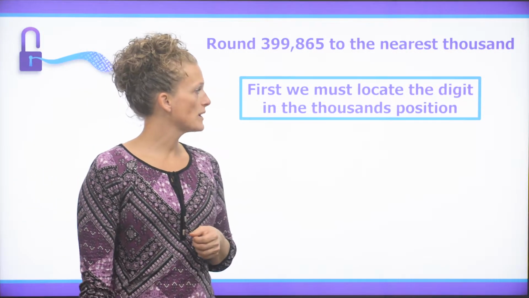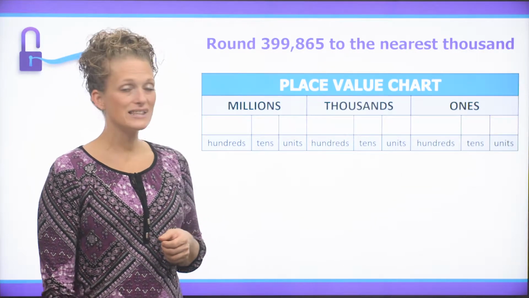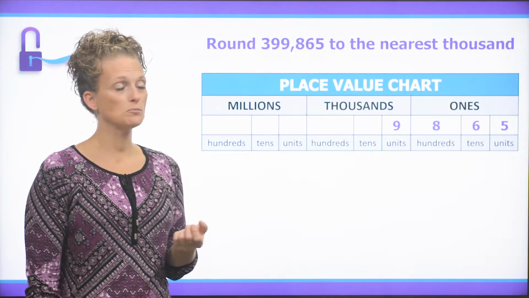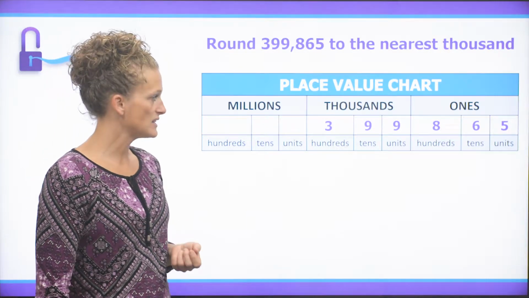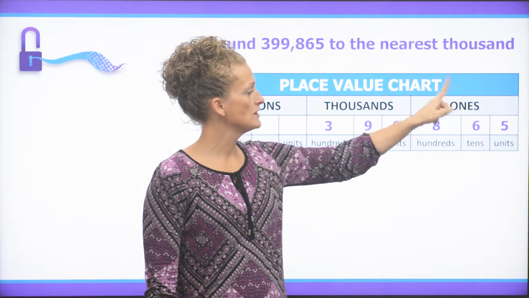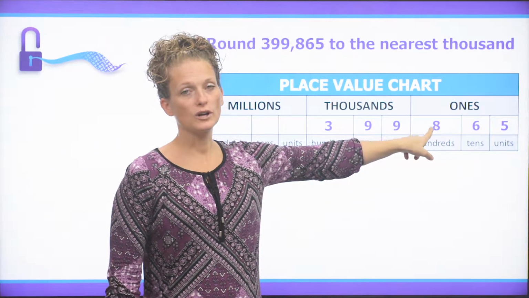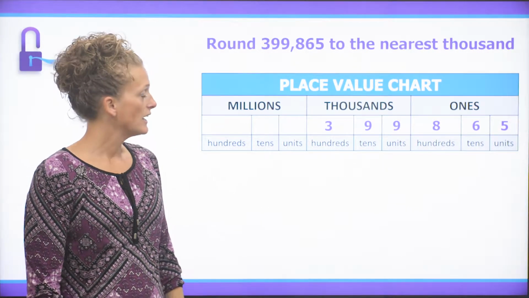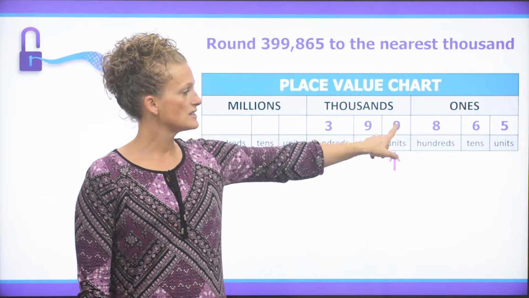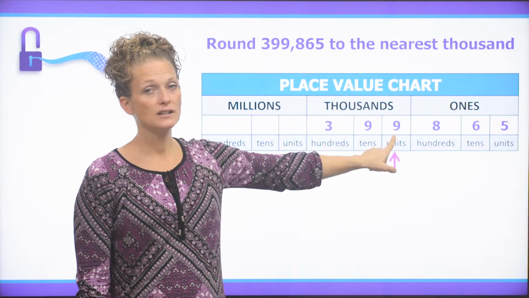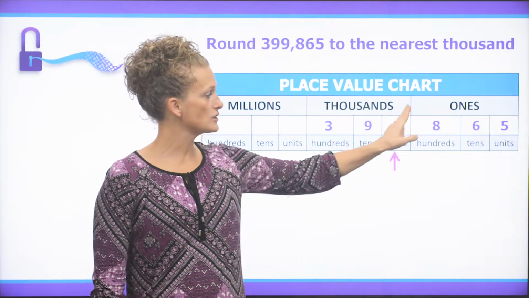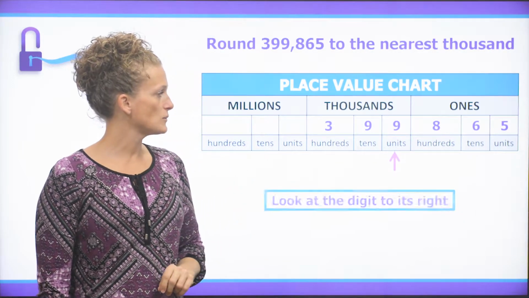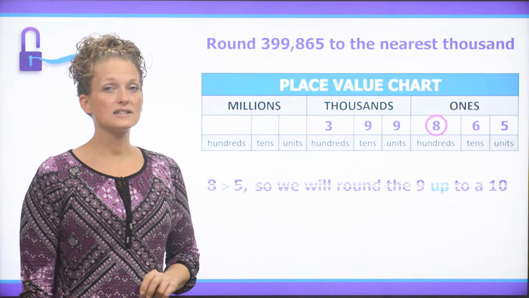All right, so the first thing we have to do is locate the digit that is in the thousands position. So we're going to go ahead and place our numbers in the place value chart. Start with the 5, place it over here, and work our way left until all of the digits have their own box. And this right here, this is the thousands position, and this is what we're trying to round. So we're going to look to the right, and we can see that we have an 8. And 8 is greater than 5.